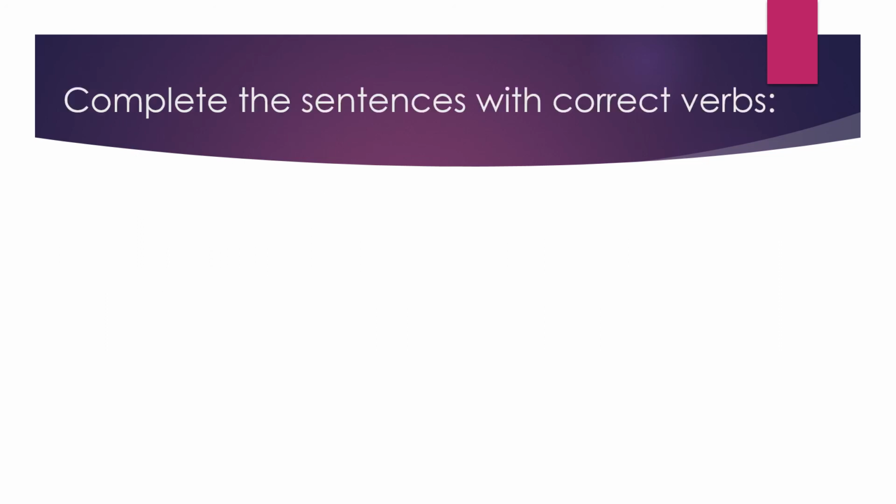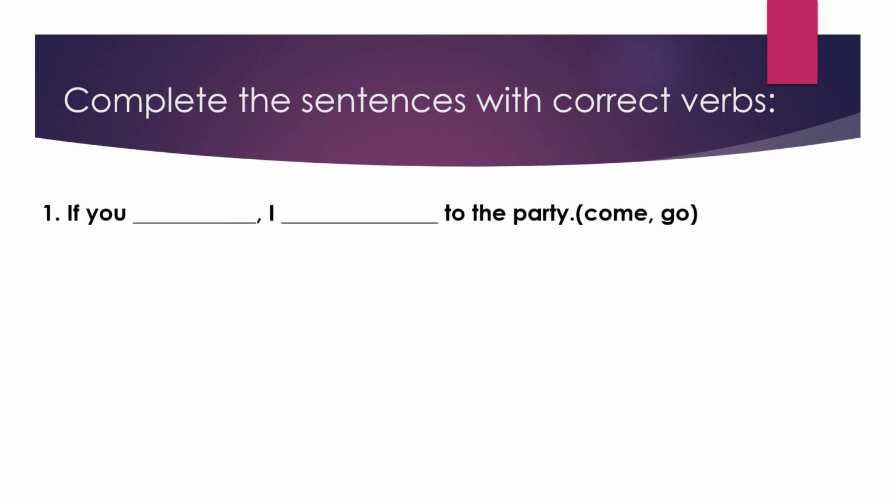Now let's do this exercise. We want to complete the sentences by using the first conditional. Number 1: If you, I to the party, we have come and go. If you, because it's plural, we use come. If you come, I. In the main clause, we use the future tense. Excellent. So I will go to the party.